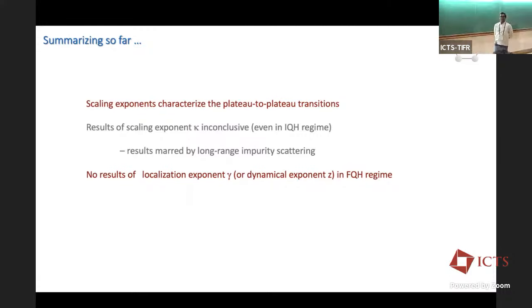There are some current attempts being made to put heavily doped metals as gates, but the results are not very encouraging. And of course, there is no result of the localization exponent gamma or the dynamical exponent Z in the fractional quantum Hall regime. So these will test how much the law of correspondence between the fractional quantum Hall and the integer quantum Hall holds. How much can we take the Jain and the Laughlin picture seriously?